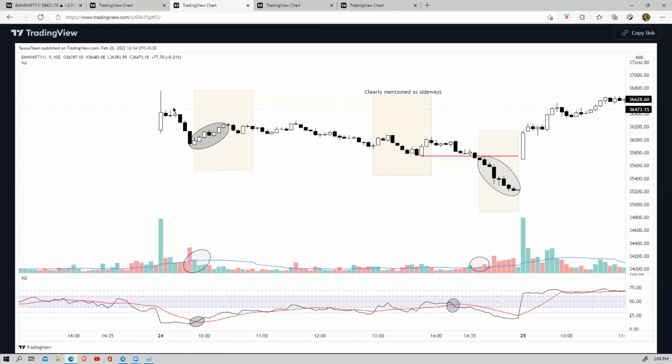Once the support zone was tested at this level, it consolidated there for three bars with above average volume, but the bars are small. It's clear evidence that the market is not going higher, it is coming down. So we did capture this move, even before the timeline started. And then once the timeline started, it's clear that the market is about to give a pullback.